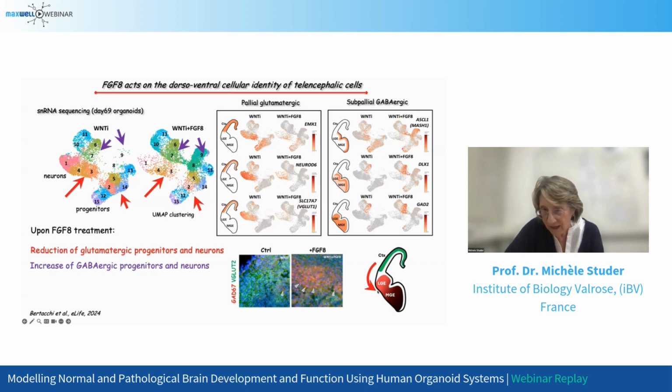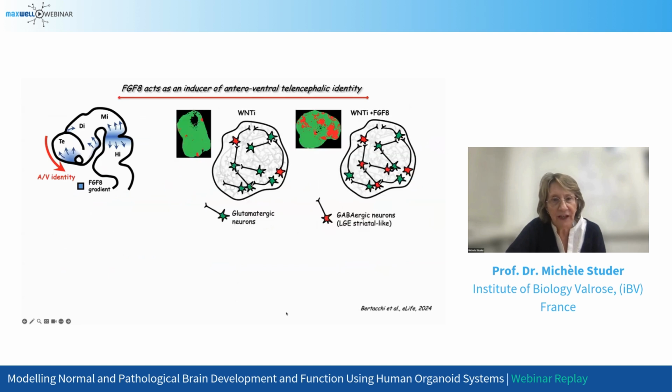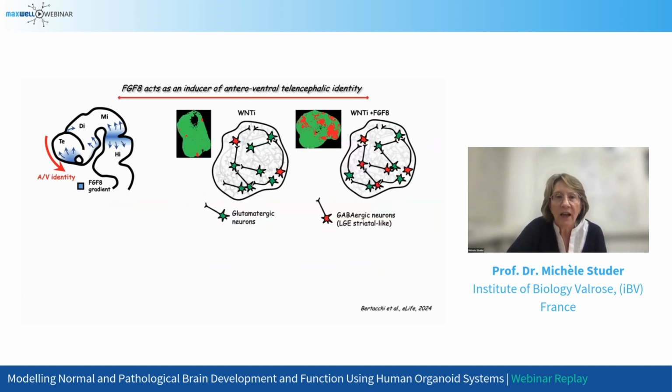For the aficionados of developmental neurobiology, what we found is that actually cortical identity took not only a GABAergic ventral identity, so not the dorsal cortical identity, but even more specifically a lateral ganglionic eminence identity with a kind of striatal-like fate. So to sum up this part, we found that FGF8 is an inducer of anteroventral telencephalic identity, and that in our organoid, by adding FGF8, we had over-representation of GABAergic interneurons, as you can see here.